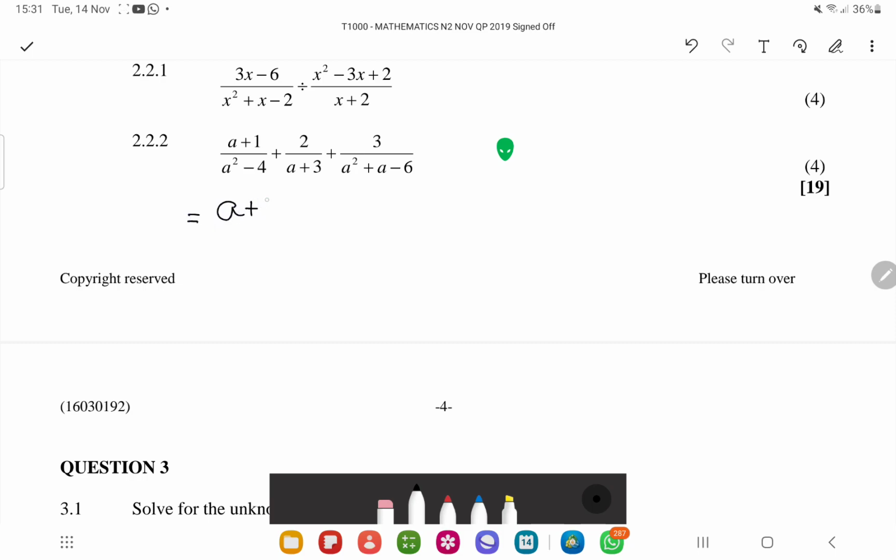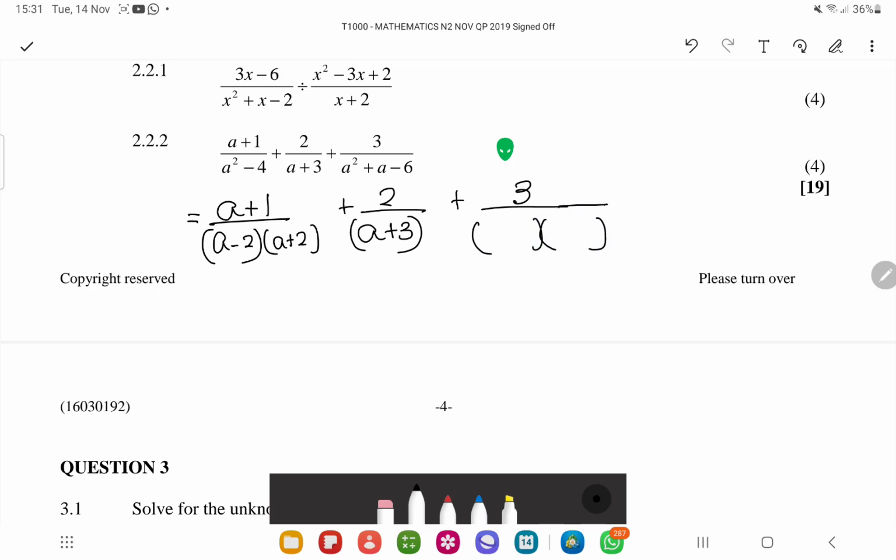So that will be a plus 1. Then we're going to factorize this. This is a minus 2, then a plus 2, then plus 2, then a plus 3, then plus 3. Then we're going to get the factors. What are the factors of 6? That will give you 3 and then 2. Then obviously the smaller one should be negative and then the bigger one should be a plus.